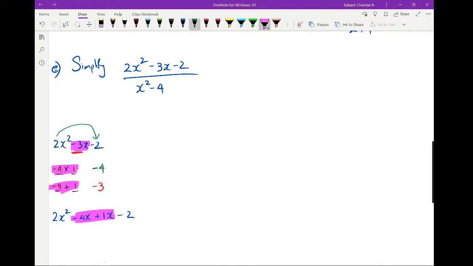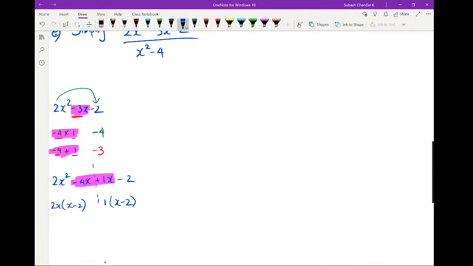Once I do that, I can factorize this by parts. I've got 2x as a common factor here, which means it's going to be x minus 2. Here I've got 1 as a common factor, so it's going to be x minus 2. And because x minus 2 is a factor on both sides, I can take it out. So it's going to be x minus 2 multiplied by 2x plus 1. If you're thinking, where did that 2x plus 1 come from? The 2x is from there, and the plus 1 is from there.